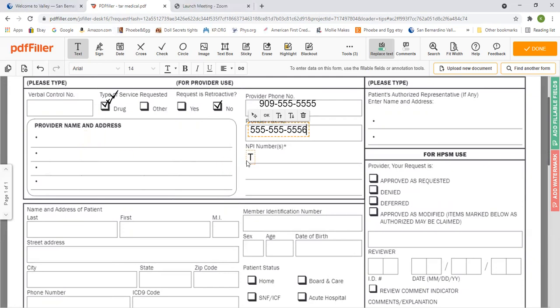The NPI number is the National Provider Identification Number, and it usually starts with a PHY and about 5 digits. The provider name and address is going to be the pharmacy itself. So the name of the pharmacy, the address, whatever that address is. I don't remember the school address.